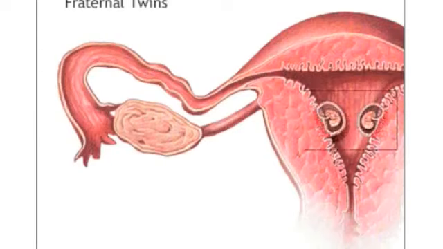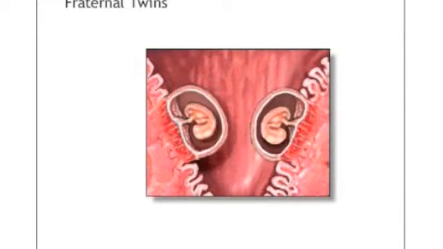Here in the uterus, you can see that the twin embryos develop separately, each having his or her own chorion, amnion, and placenta.